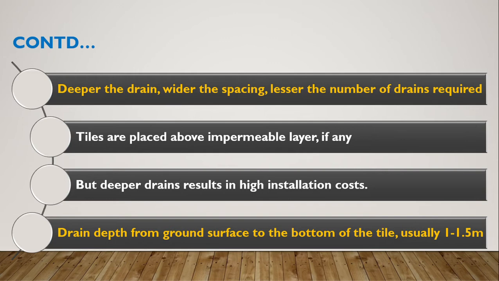Drain depth from the ground surface to the bottom of the tile is usually 1 to 1.5 meter. Usually we will place the drains at 1 to 1.5 meter below the ground surface. Why we choose 1 to 1.5 meter is that most crops have a root zone of up to 90 centimeter to 1 meter. That's why we choose a depth of 1 to 1.5 meter for placing the tile drains.